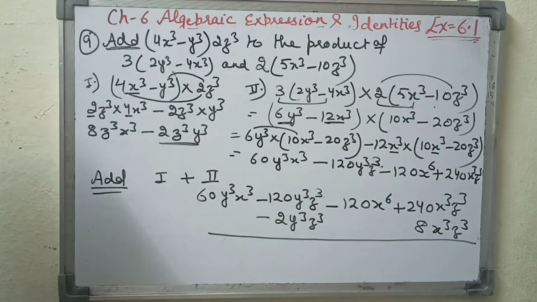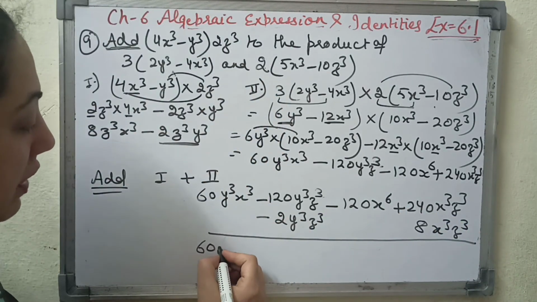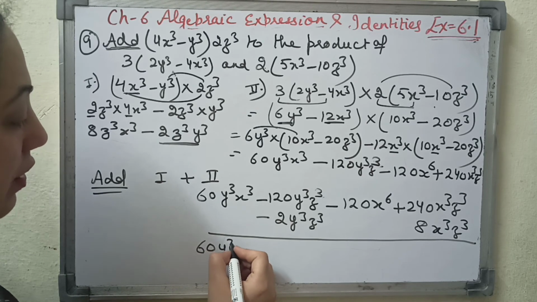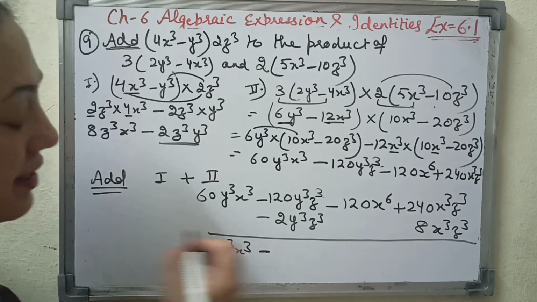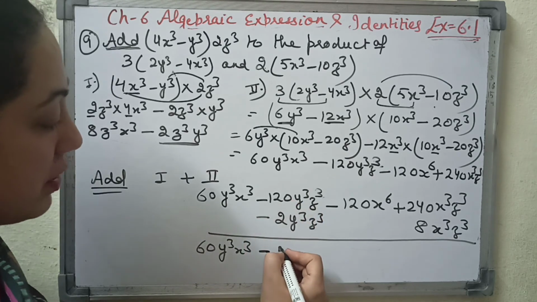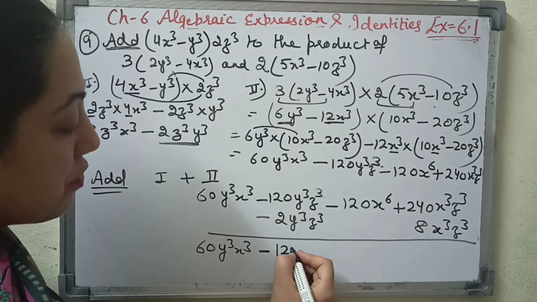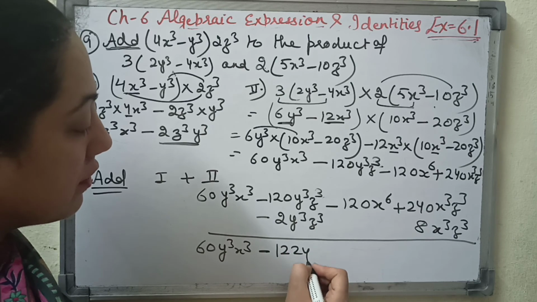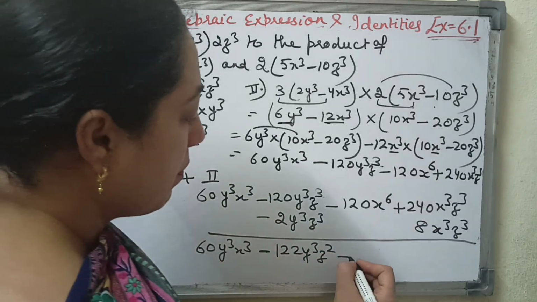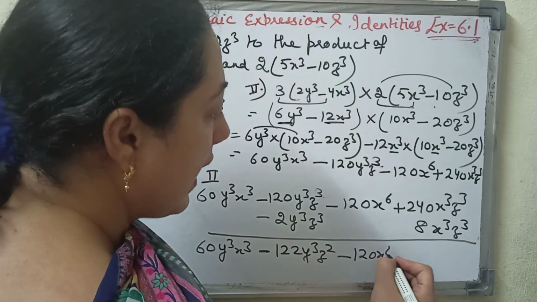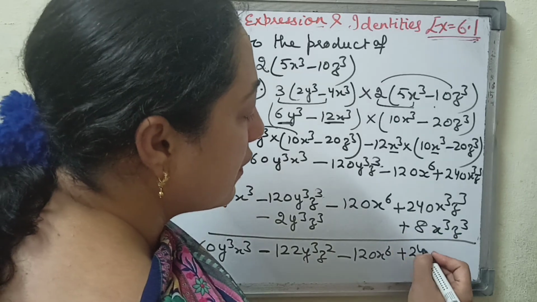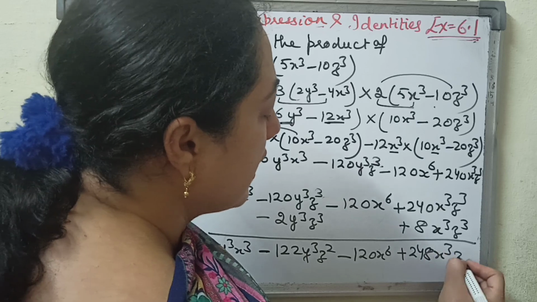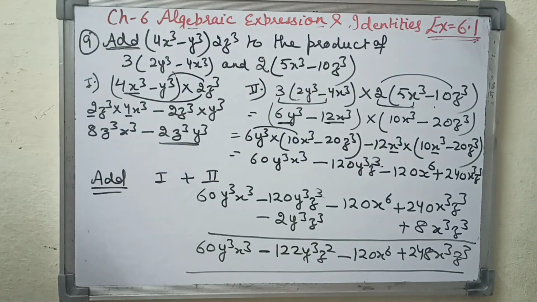Now do the addition. We will get 60 y cube x cube, minus minus is plus, and the sign of the greatest term is minus, 120 plus 2 makes minus 122 y cube z cube, minus 120 x⁶, and this is 240 plus 8, 248 x cube z cube. This is your answer.